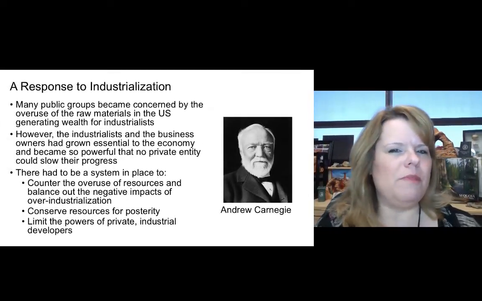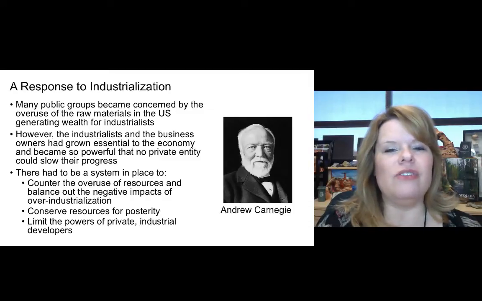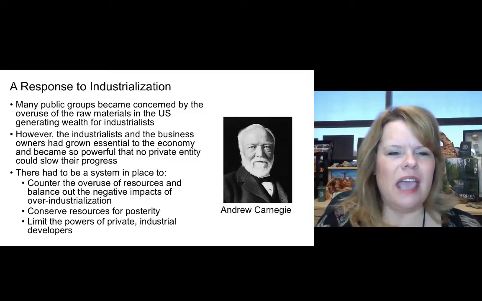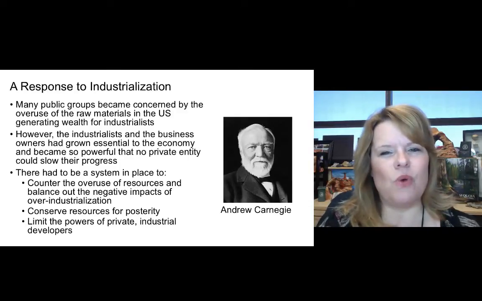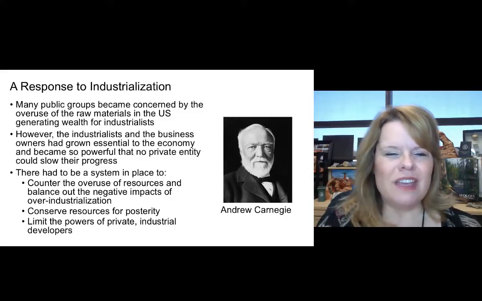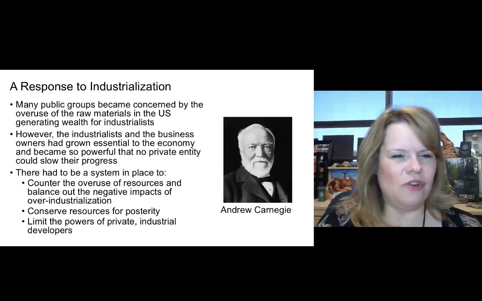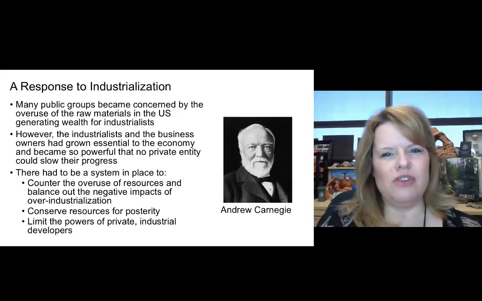One of those people would be Andrew Carnegie. This is a steel guy, by which I mean iron and steel. He came to the Americas, had nothing, and he absolutely wanted to make the railroad system that connects one side of the United States to the other. This caused a lot of controversy because many public groups became concerned by the overuse of raw materials like rock that contains steel.